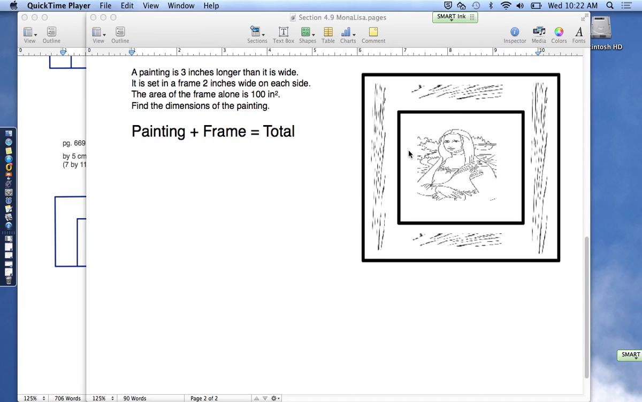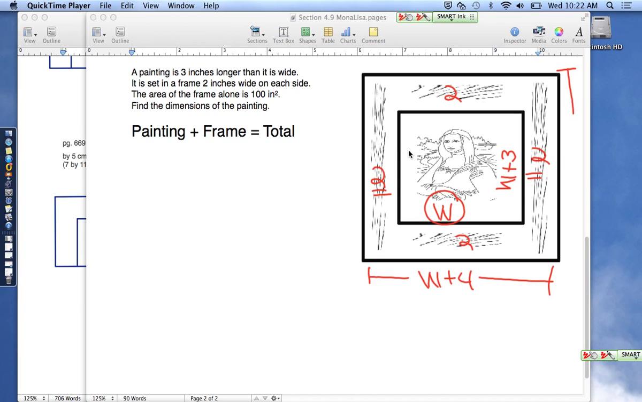The second problem is the same type. Now the painting is 3 inches longer than it is wide, so same thing. One dimension is W, the other is W plus 3. The frame in this picture is 2 inches all the way around. So then my horizontal dimension would be the red W in the center plus 2, or W plus 4. And then my vertical dimension would be the W plus 3 in the center plus 2 on top and 2 on bottom, so 3 plus 4, or W plus 7.